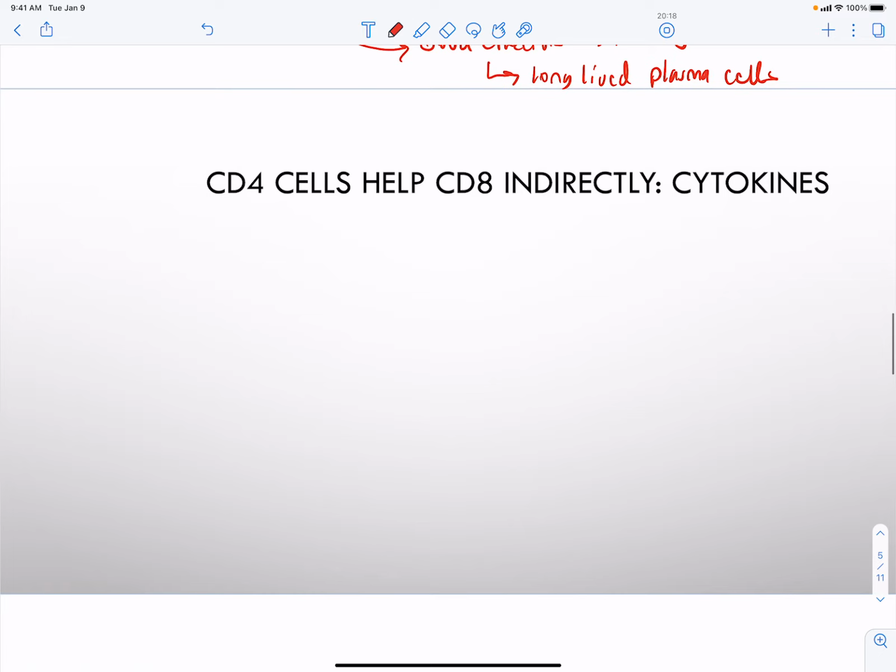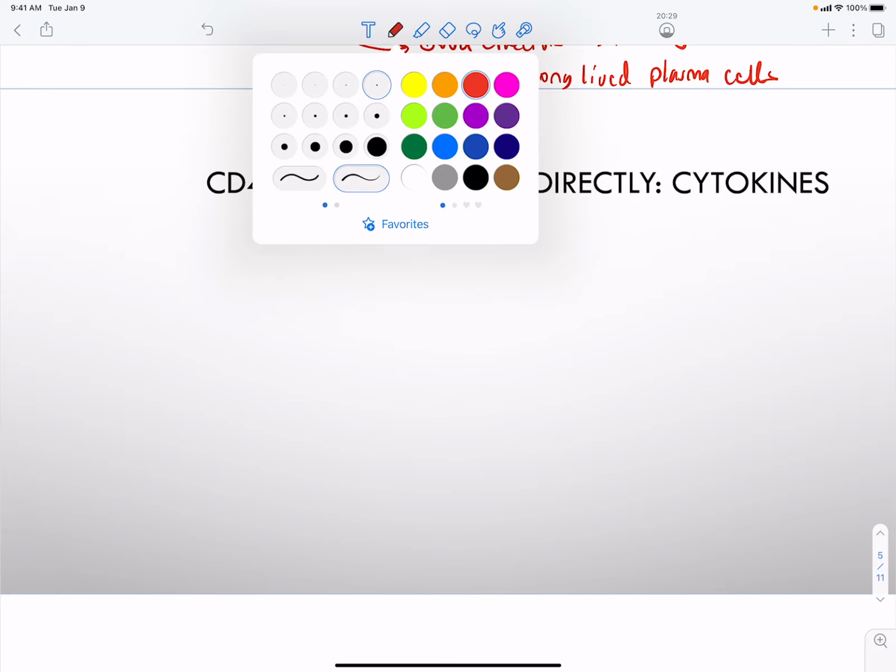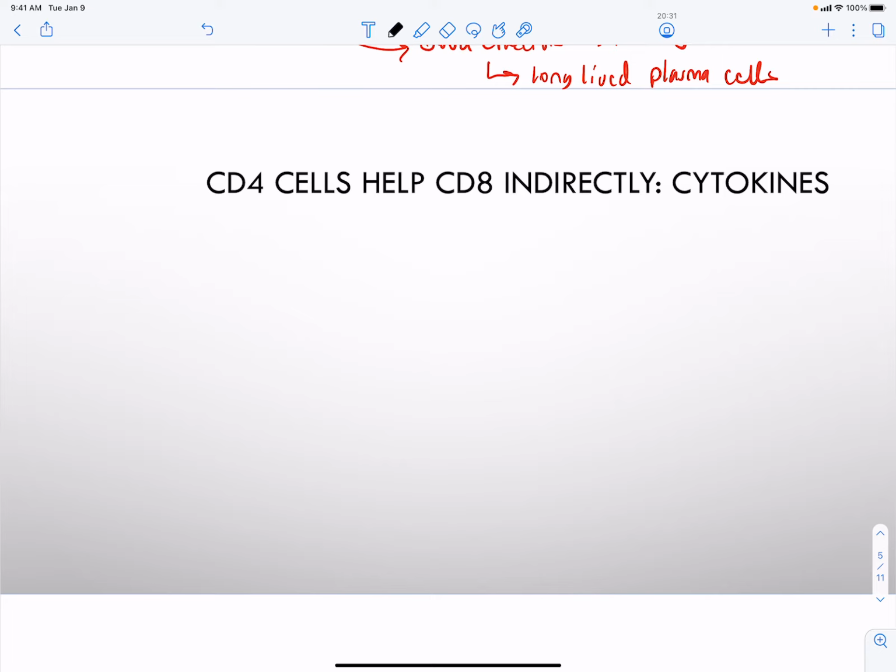Okay, so as I said before, CD4 T cells are going to help your CD8 T cells indirectly. Now, some things you always have to keep in mind when you think about CD4, CD8. CD8 T cells are cytotoxic. They can't be anything else. And so they are really good with intracellular pathogens.